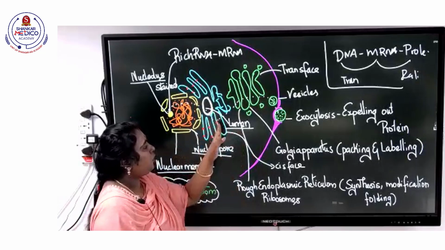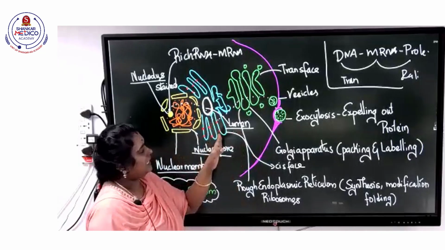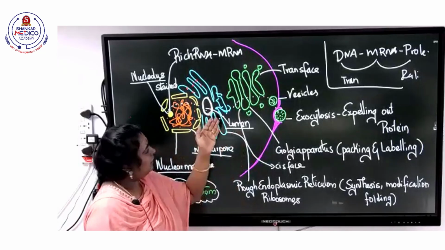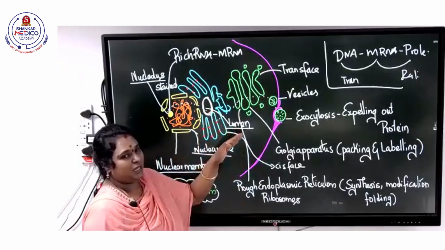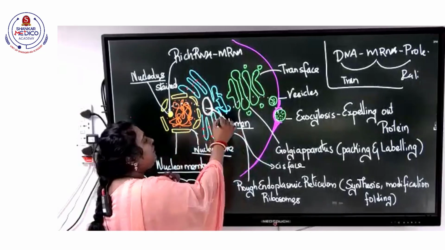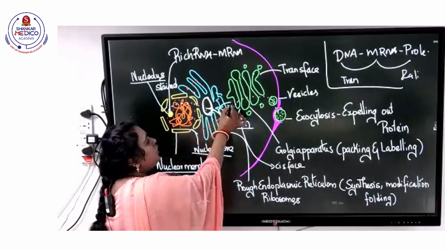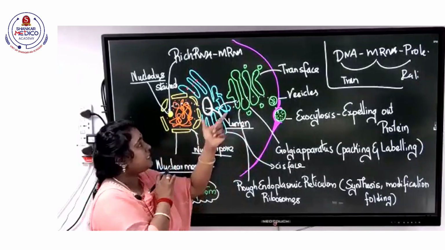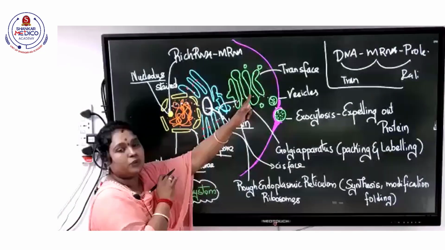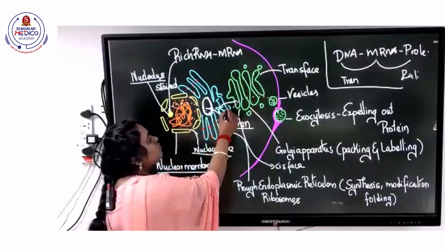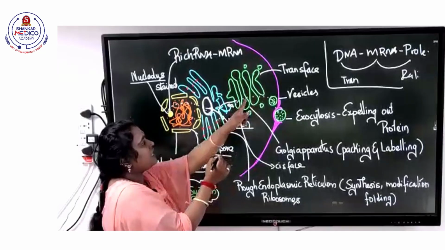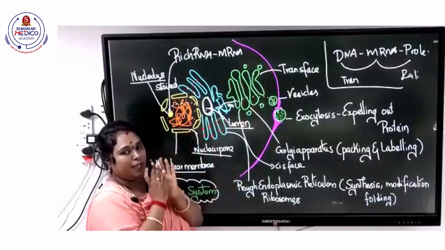Now what happens? This immature protein will come to the external region of the rough endoplasmic reticulum. It is present inside, it will come out and be transported to the Golgi apparatus. Through small vesicles, it will move to the Golgi apparatus.